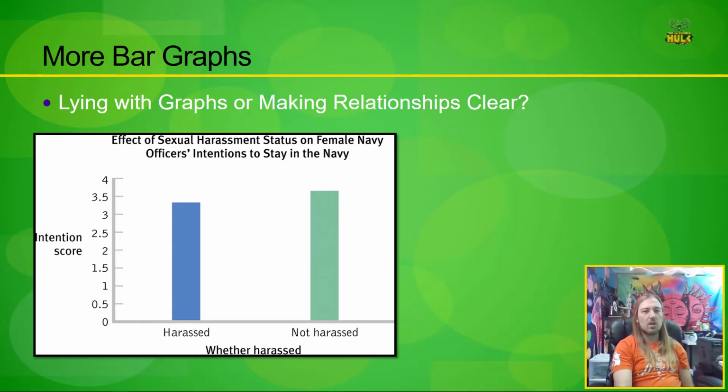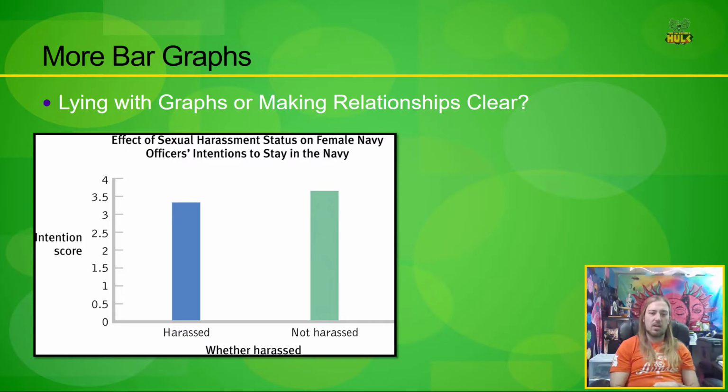Now, just like we could before, we can still lie or mislead with bar graphs. So take this example. Maybe I'm presenting these data again to Congress or to some other politician. I want to lobby for change. And I say, okay, I'm trying to show you the fairly dramatic difference between how strongly people intend to stay in the Navy if they've not been sexually harassed versus when those same female naval officers have been sexually harassed. I'm trying to show that once you've been sexually harassed as a female naval officer, you have far lower intentions to stay in the Navy.